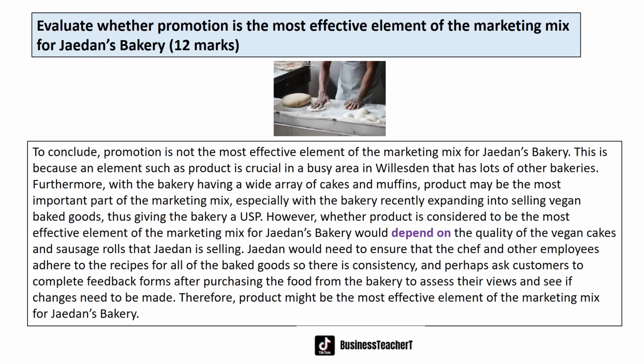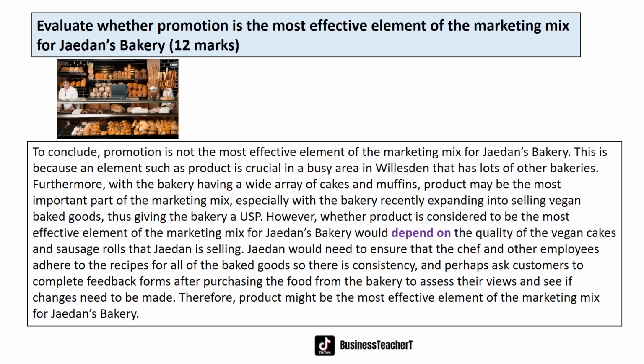In the first sentence, I'm going to make the decision. To conclude, promotion is not the most effective element of the marketing mix for Jaden's bakery. This is because an element such as product is crucial in a busy area in Willesden that has lots of other bakeries. Furthermore, with the bakery having a wide array of cakes and muffins, product may be the most important part of the marketing mix, especially with the bakery recently expanding into selling vegan baked goods, thus giving the bakery a USP. Now let's bring in the "it depends on" rule.